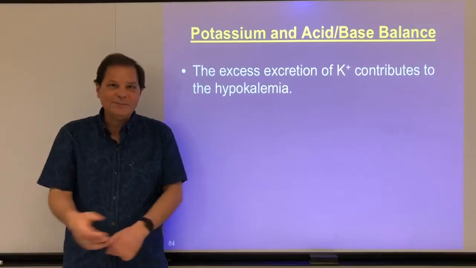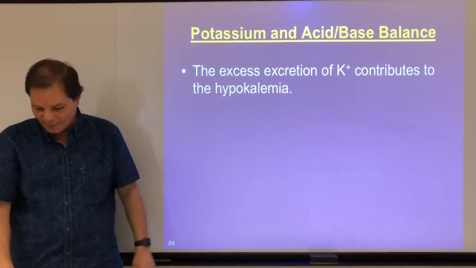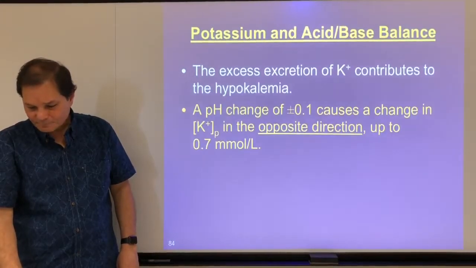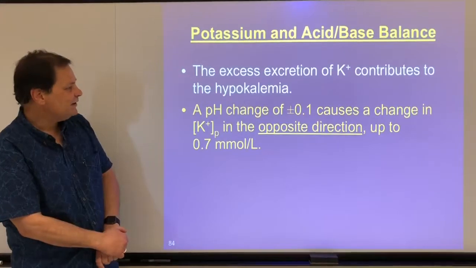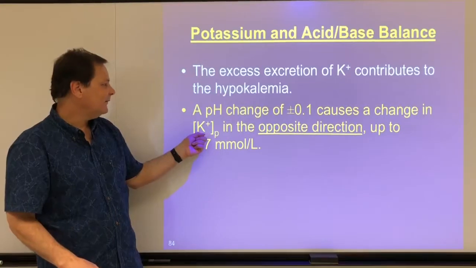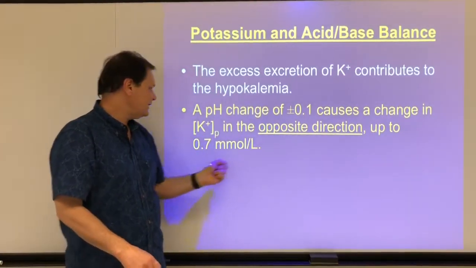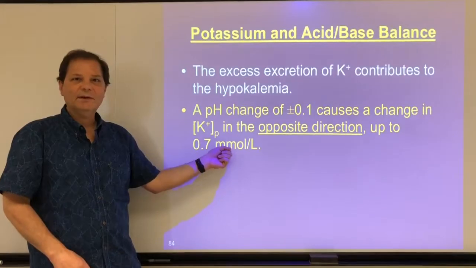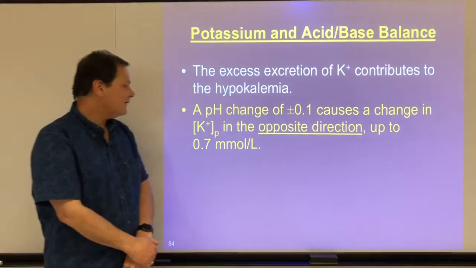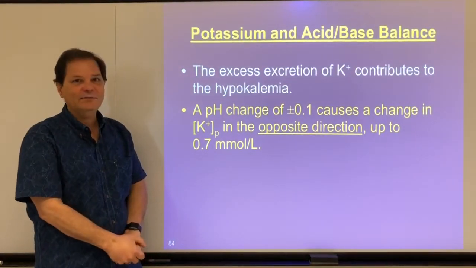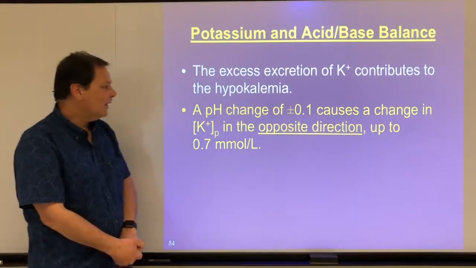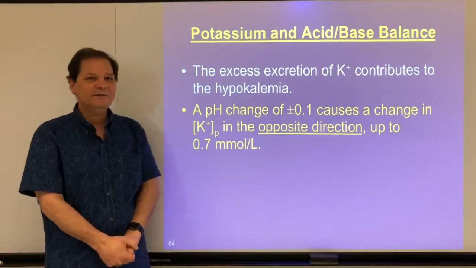And of course the opposite happens with acidosis. Basically a pH change of 0.1 causes a change in potassium in the opposite direction of the pH change, 0.7 millimoles per liter. So as you can see, if you drop a tenth, an increase of 0.7, that ain't good. If you drop more than that, it's going to be really not good. So this can produce a rather serious hyperkalemia.